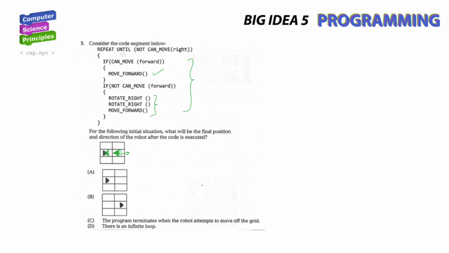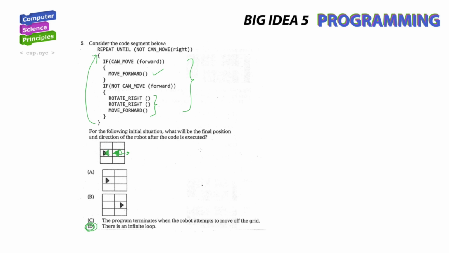And this repeat jumps all the way back up to the top. Repeat until cannot move right. Well, it can move right, so then it does the same. It turns around and it's going to keep bouncing back and forth, back and forth. So the answer is going to be D. There is an infinite loop, so it keeps going and going and going. So number 5 is D.